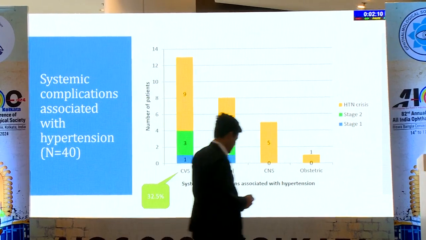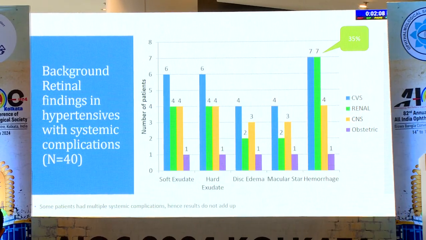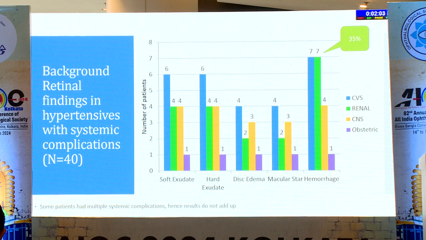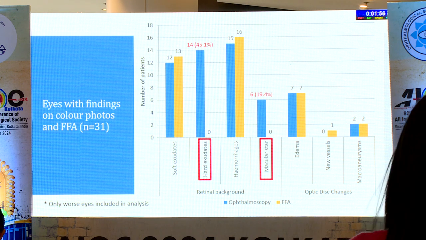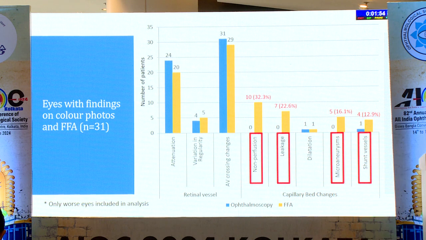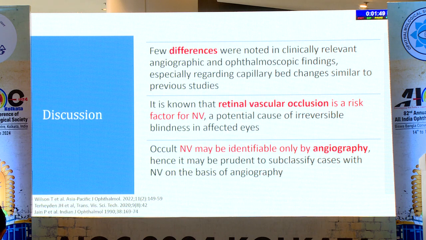Cardiovascular complications were the most common systemic complications noted, and again the hemorrhages were the most common retinal findings in these systemic complications. FFA was poorer at detecting hard exudates and macular star configurations, but better at detecting capillary bed changes, including non-perfusion, leakage, microaneurysms, and shunt vessels. So few differences were noted in clinically relevant findings, especially regarding capillary bed changes, which is similar to previous studies. It is known that retinal vascular occlusion is a risk factor for neovascularization and may be identifiable only by angiography.